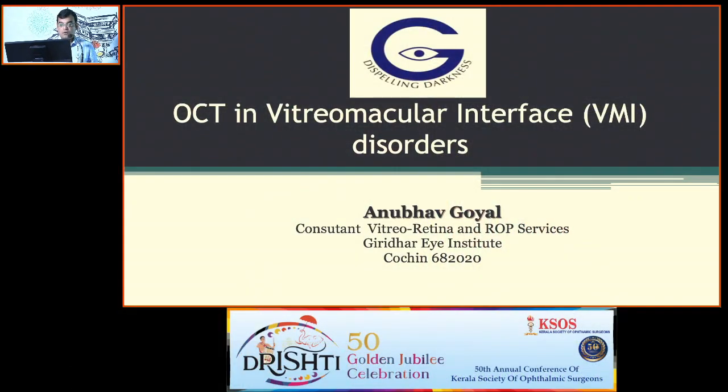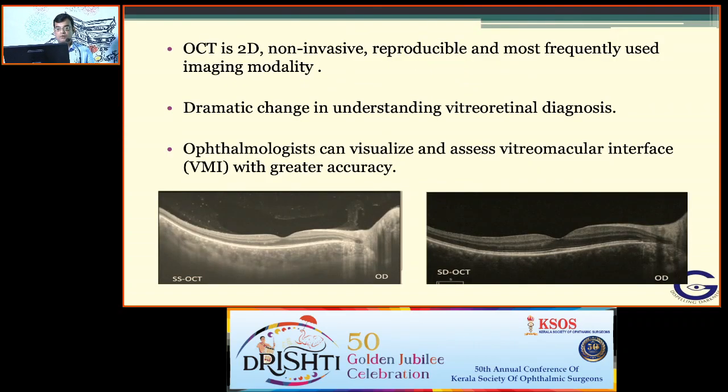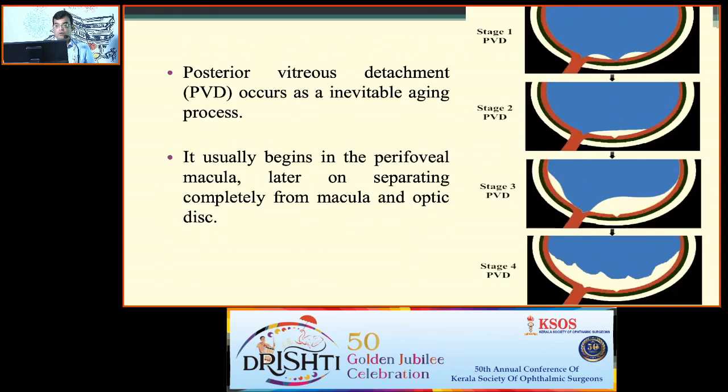It's very important to understand the vitreomacular interface also, along with the retinal and choroidal integrity. OCT is nowadays the most common non-invasive imaging modality for repeatability. It's a two-dimensional imaging, and with this we can visualize each and every part of the retina, choroid, and vitreous face also. So PVD, posterior vitreous detachment, is an inevitable aging process, and when it happens, it usually separates from all around the retina, and especially in the process of detachment, it separates from the macula and lastly from the optic disc.